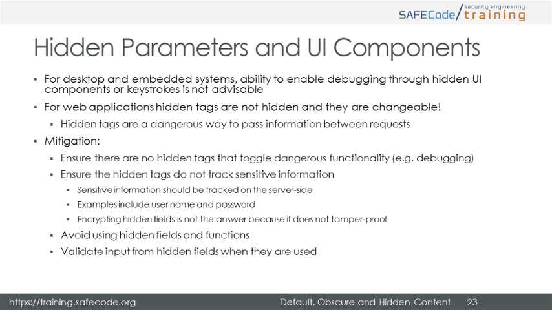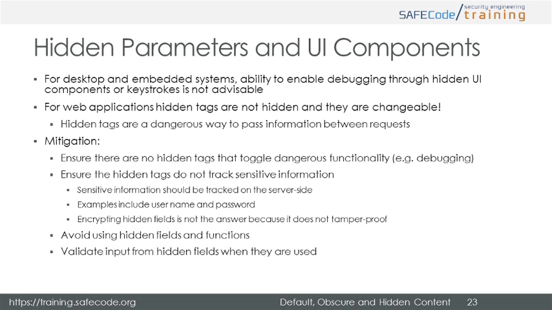For desktop and embedded systems, developers may create hidden user interface components or keystrokes to enable debugging. For web applications, hidden tags are not hidden, and they are changeable. Hidden tags are not a secure way to pass information between requests. How can you mitigate this? Do not include hidden tags that toggle dangerous functionality, for example, debugging. Do not use hidden tags to track sensitive information. Track sensitive information, such as usernames and passwords, on the server side whenever possible.